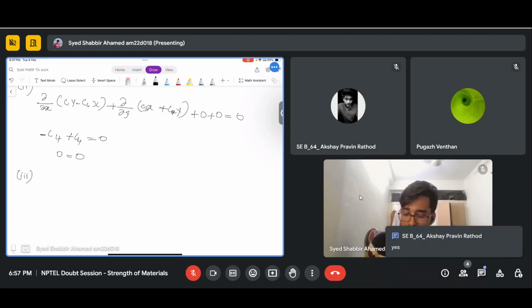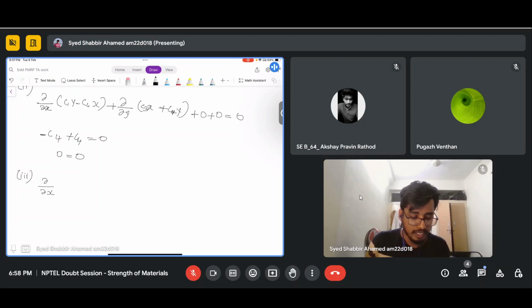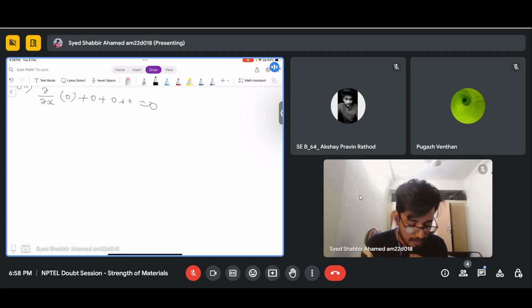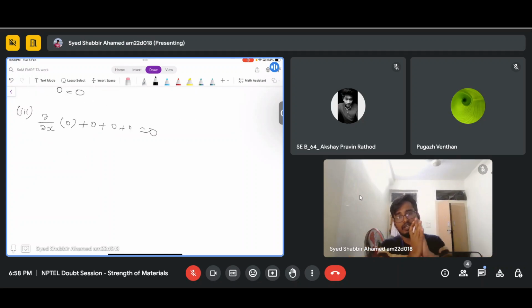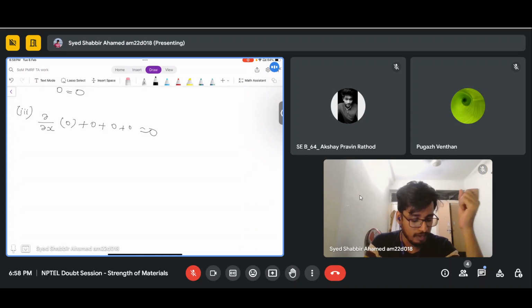And third, we have dou by dou x into tau xz. I think this we don't need because everything is 0 here. So the third equation will be automatically satisfied because every z component we have is 0. So all the three force equilibrium equations have been satisfied. Now we have to go for moment equilibrium.